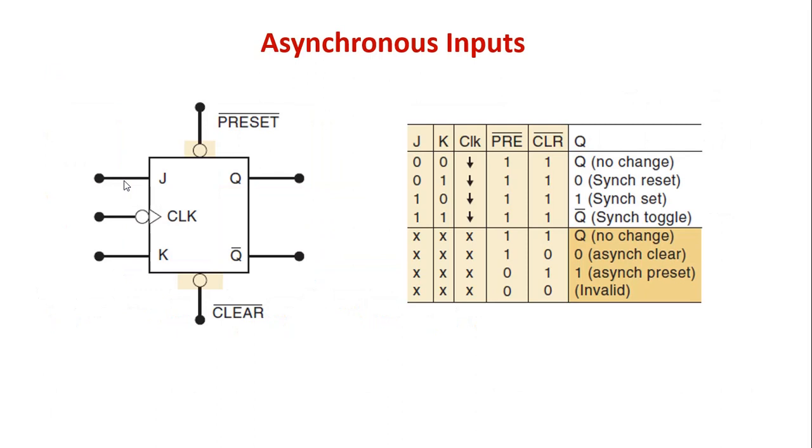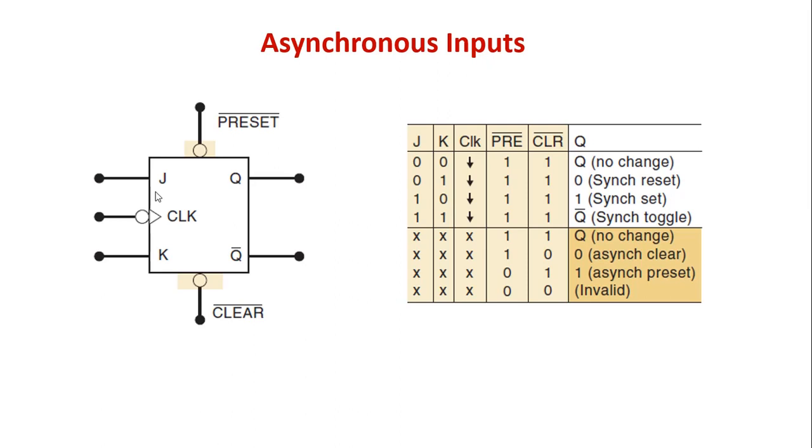Now coming to some asynchronous inputs. As we know, in the flip flops, suppose we have taken a JK flip flop. Only when this clock is triggering, and here we have taken a bubble, that means we are considering negative edge triggering. Until this clock goes from 1 to 0, only at that point will the change in JK input be reflected at the output.